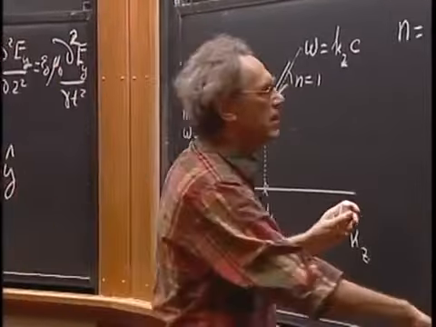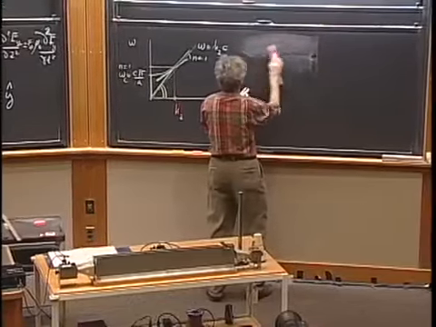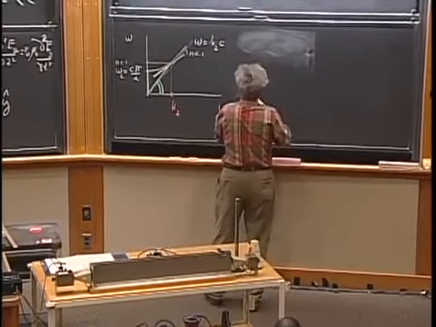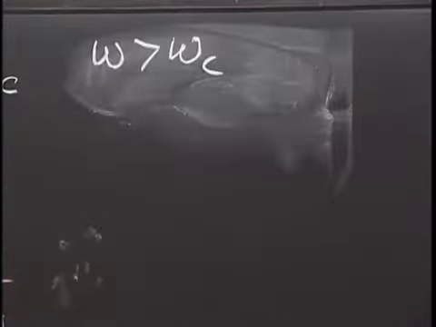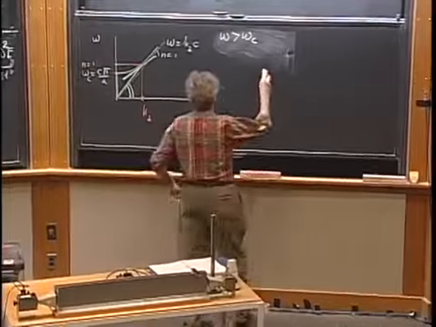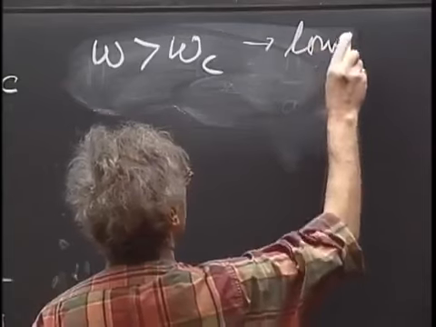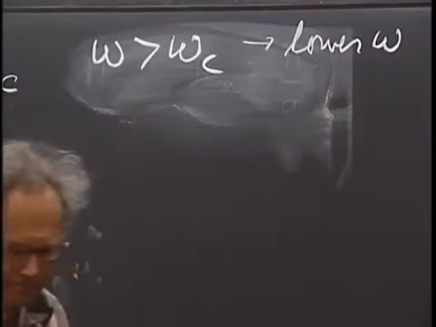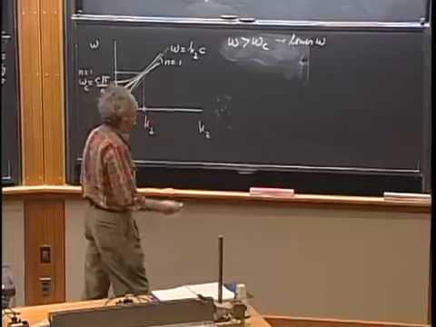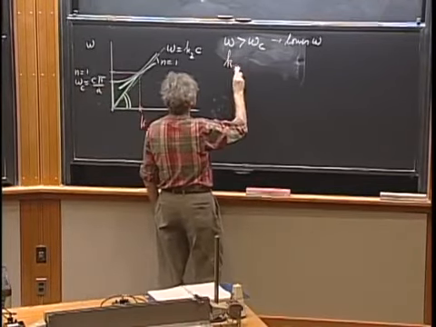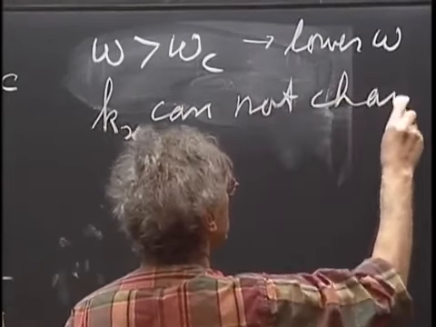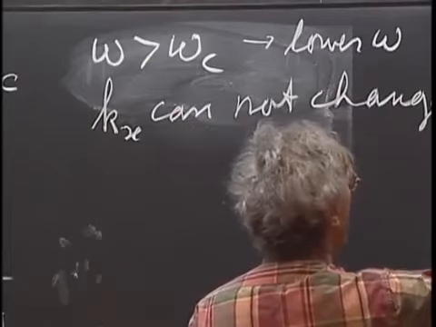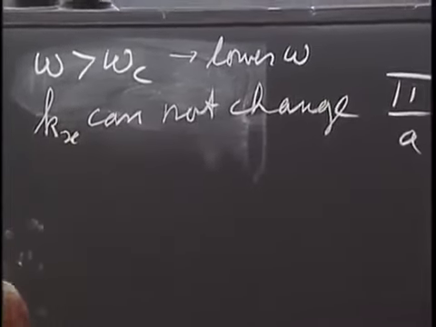I probably can write it here. That is nicer for you, because then you have it all together. So I start with omega, which is larger than omega c. That's how I start. It's a given. And now I'm going to lower omega. Well, when you lower omega, kx cannot change. It must remain pi over a, because it must meet the boundary conditions.